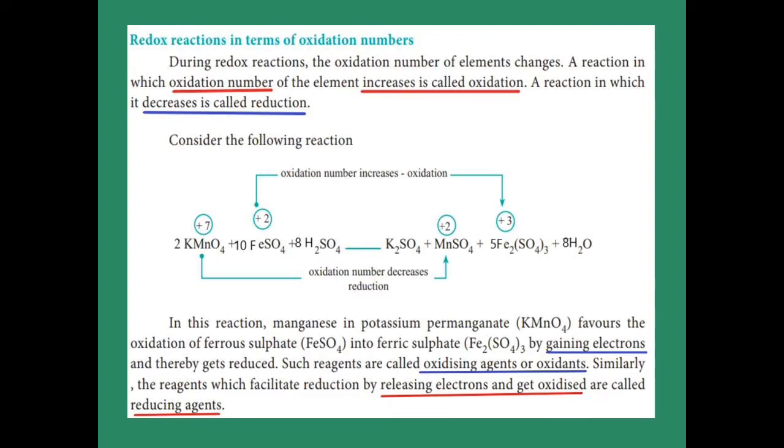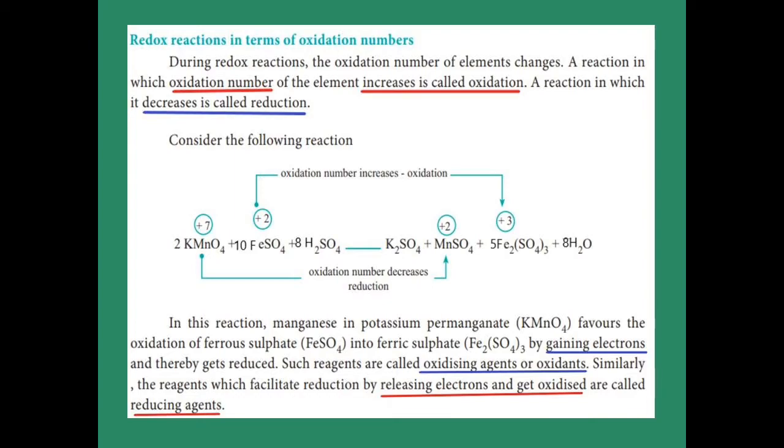The next one, FeSO4: here the iron has a +2 value, and in Fe2(SO4)3, the iron possesses a +3 value. +2 to +3, what is happening there? The oxidation number increases. So where the oxidation number increases, it is called oxidation.